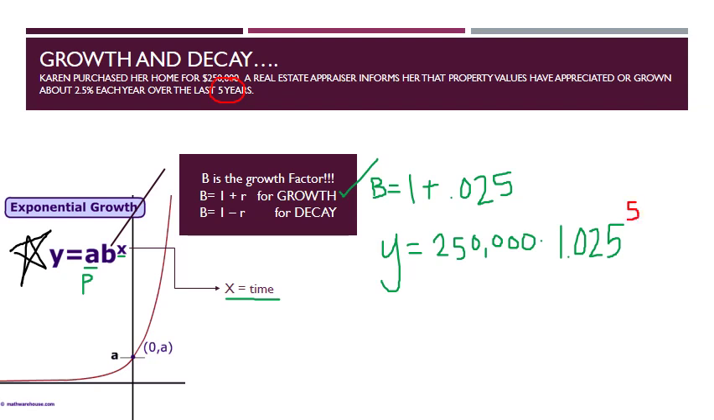So again, just remember to do things in the correct order of operations. So you're going to go ahead and take 1.025 and raise that to the power of 5. And I'm getting 1.13, blah, blah, some crazy decimal that goes on. And I'm going to multiply that times my starting amount, which is $250,000. And I am getting a new amount after 5 years of $282,852. So since it went up, obviously we should get a higher number than what we started with.